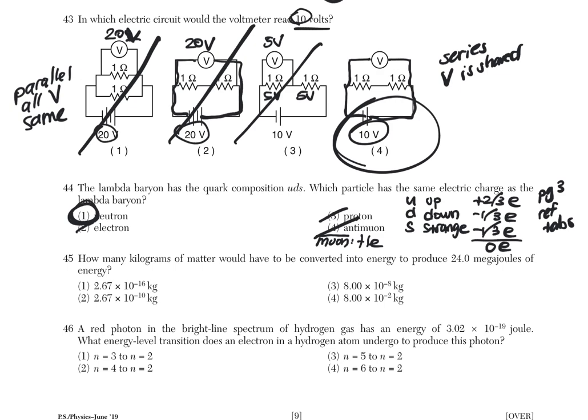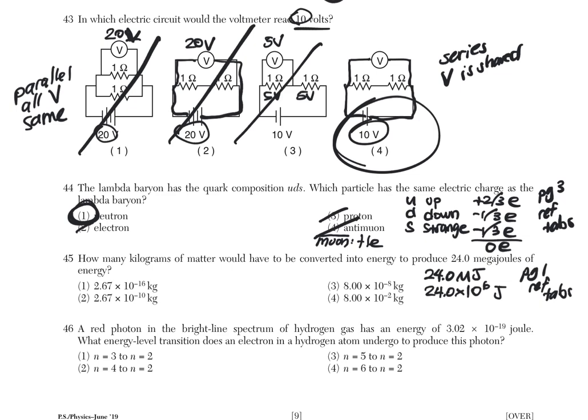All right, 45. So we have 24 megajoules of energy. Let's remember that mega means a million, and the prefixes for powers of 10 are on page 1 of the ref tabs. So that's my energy, and I want to know how many kilograms of matter that would be.